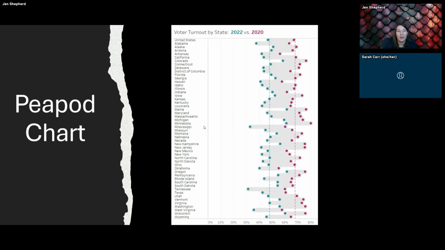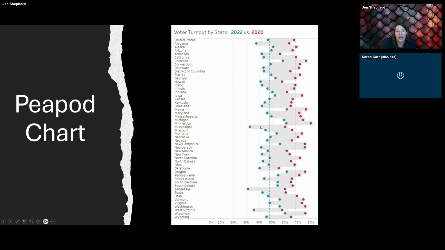Next, I built a pea pod chart. I think it's got a few different names, but that's my favorite because I'm a gardener and I think that's so cute. So we have these two little peas. We've got one for each year, for each state, or I should say area. So I've got one for 2020, which is the most recent presidential election data we had, and one for 2022. And then I put them in this pod together so you can see them grouped, and you can also get a sense of how far apart they are from each other.